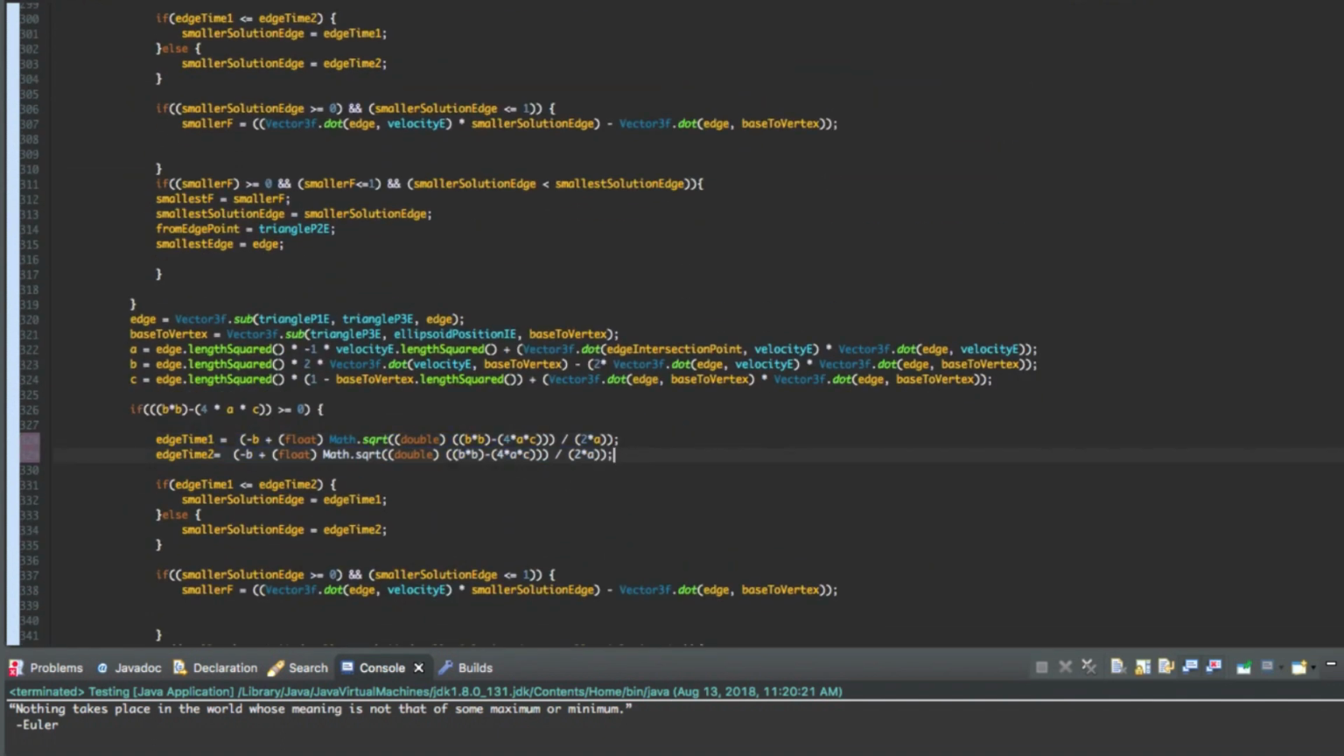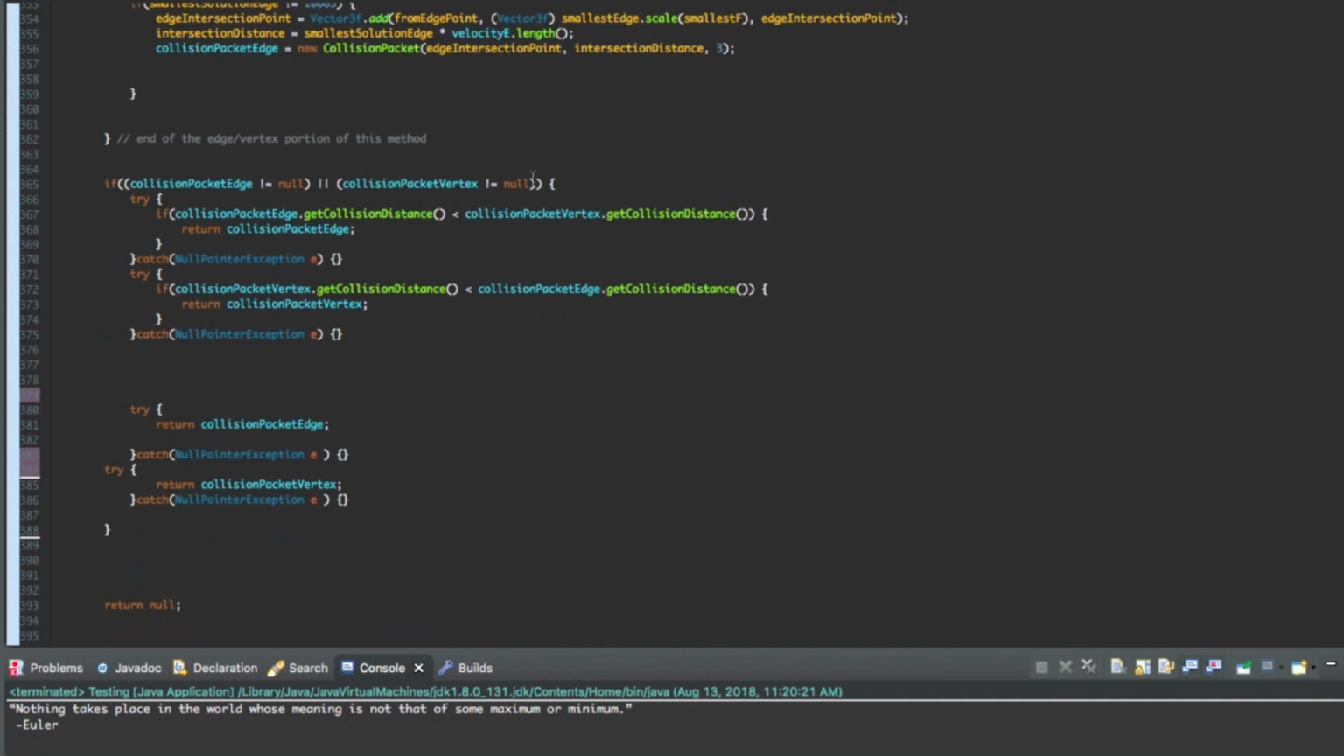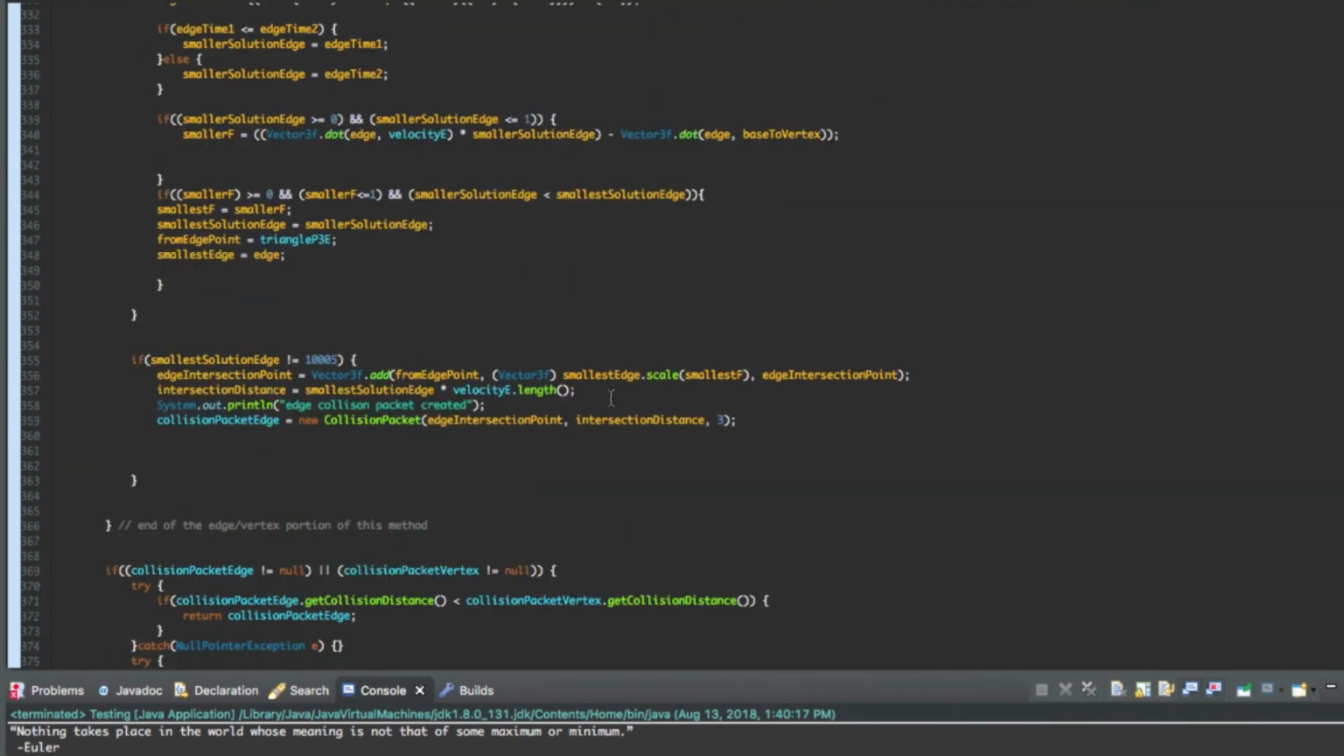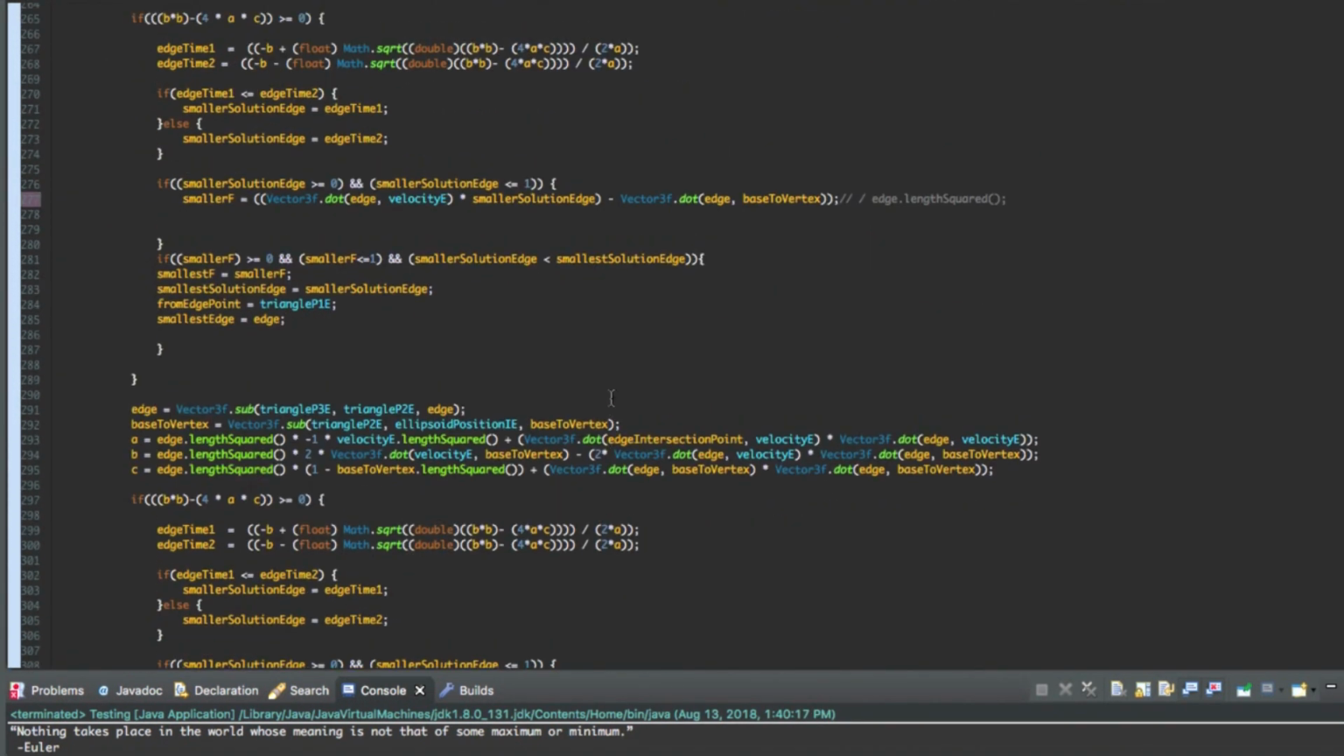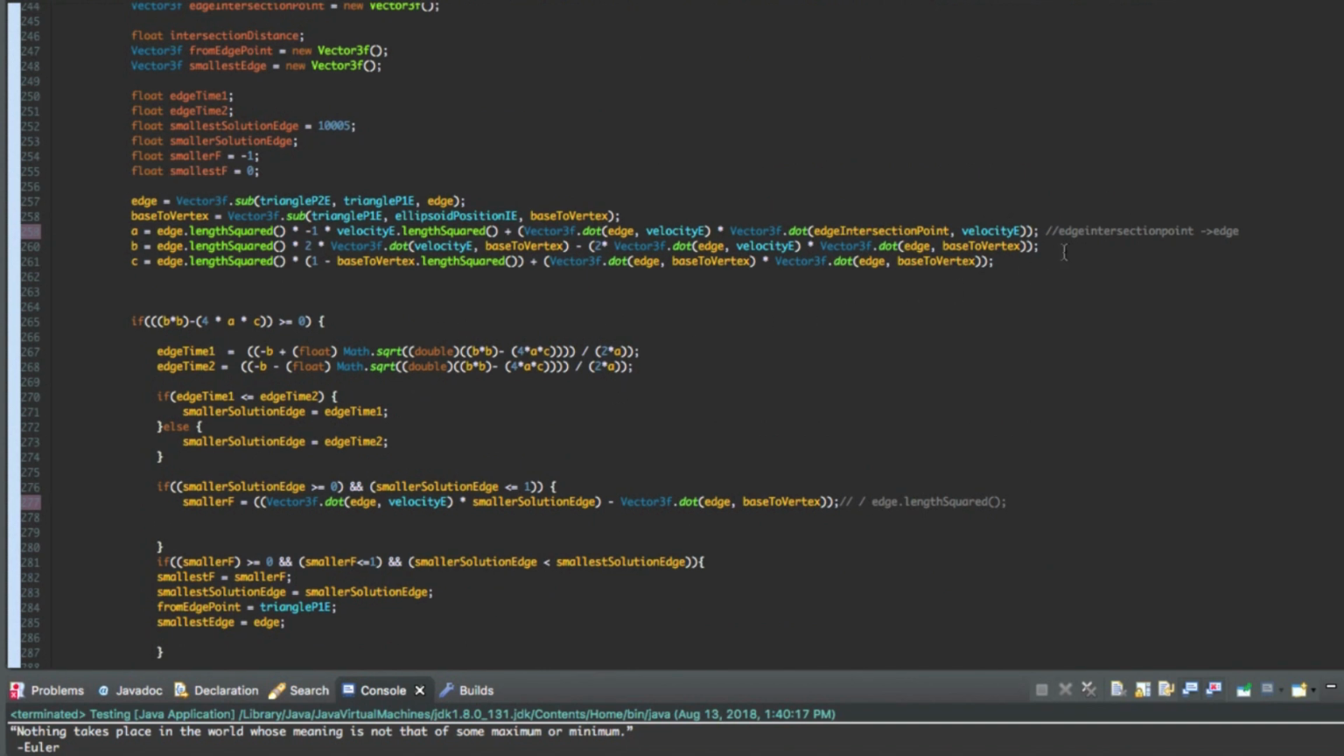There were also some problems returning these collision packets down here. So if we surround that try statement with an if collision packet edge does not equal null, and if collision packet vertex does not equal null, that will work out a lot better for us. And then also we have to go back up here into the edge calculations, and the calculation for the A was wrong, and that just needs to be the dot product of the edge and the velocity E. And the smaller f calculation needs to be the division of that original function by the edge length squared.